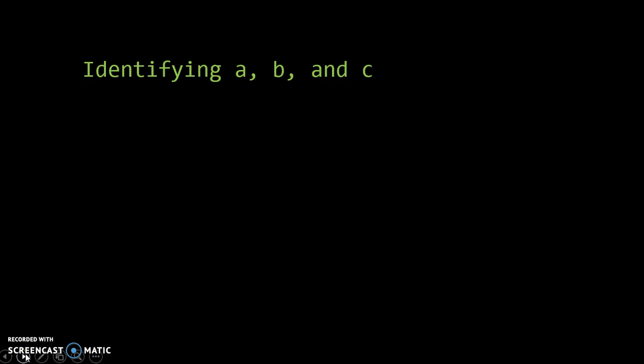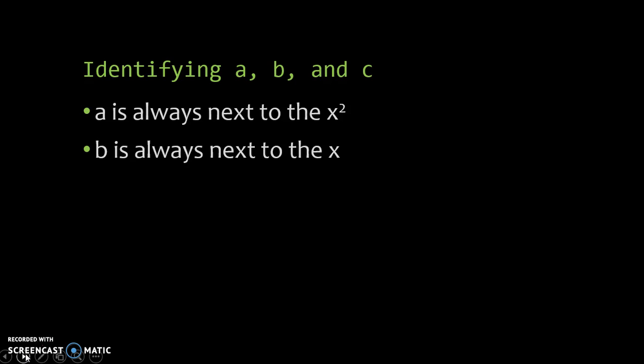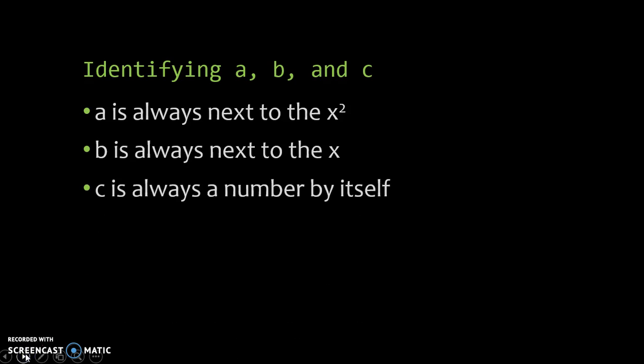Now, here are some thoughts about identifying a, b, and c. We've done this before. A is always next to x squared, b is always next to the x, and c is always the number off by itself. So here's example 1. Y equals 3x squared minus 7x plus 2. A is the 3, b is the negative 7, and c is 2, because 3 is next to x squared, negative 7 is next to the x, and c is the number by itself, 2.